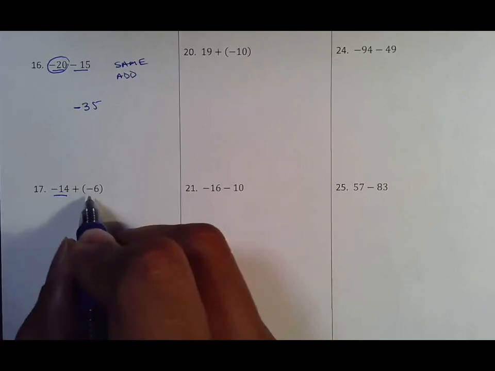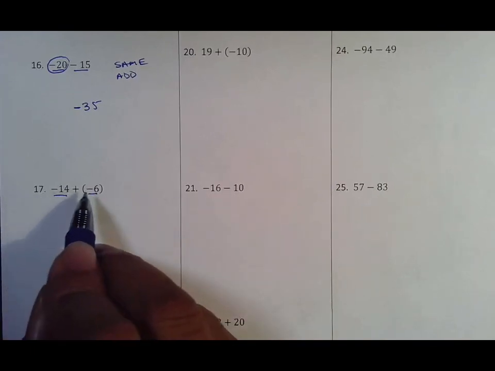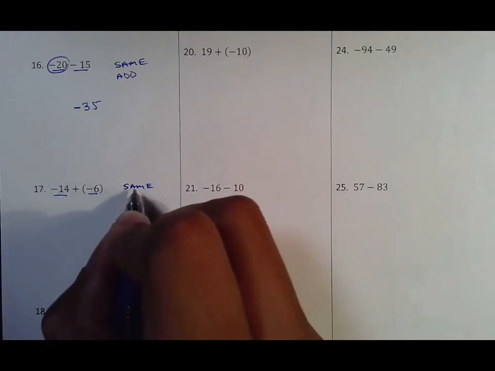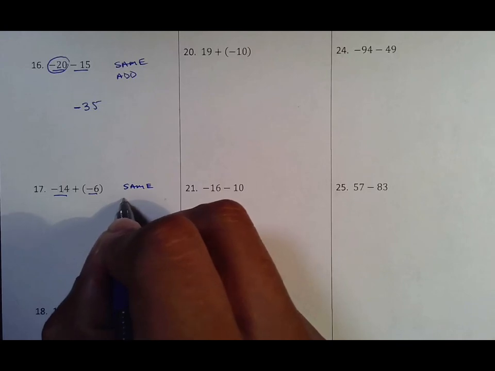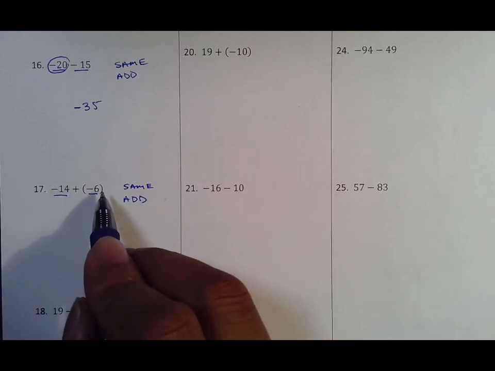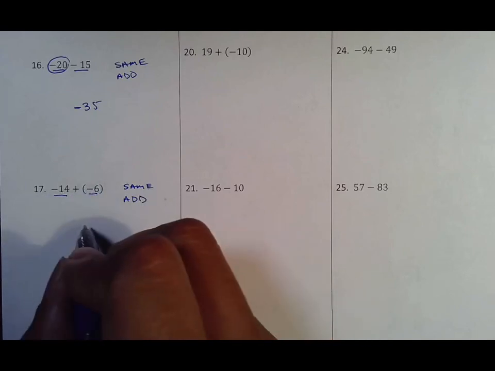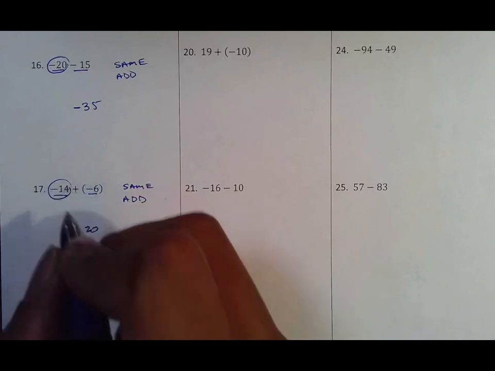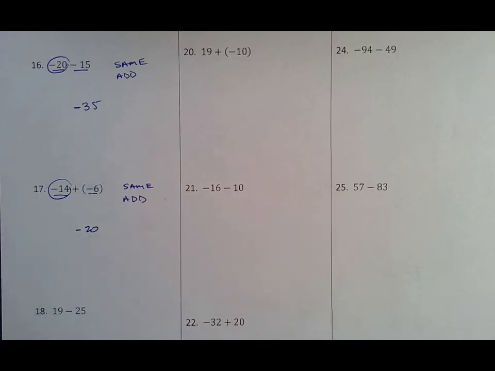This is a negative 14 and a negative 6. These two are both negative, so I know the signs are the same. Because signs are the same, nothing will cancel. There's no zero pair, so I will add those two together. 14 and 6, again, ignoring the signs, 14 plus 6 is 20. The bigger number is negative, so my answer should be negative.